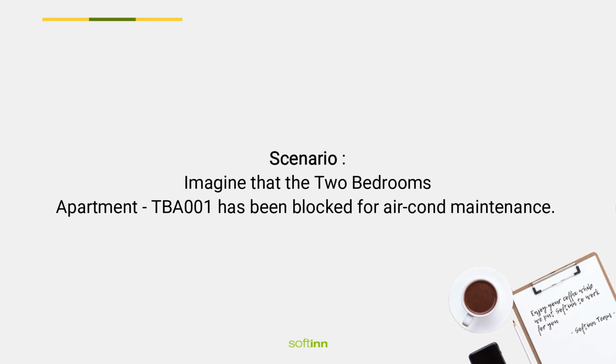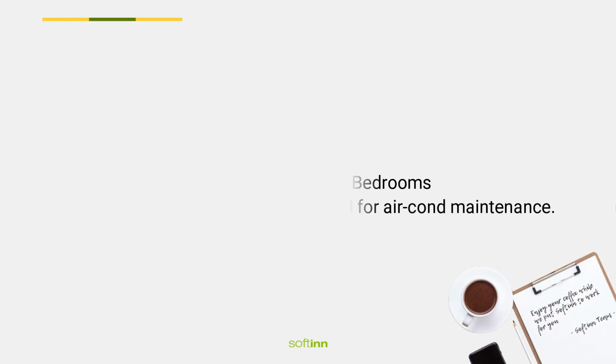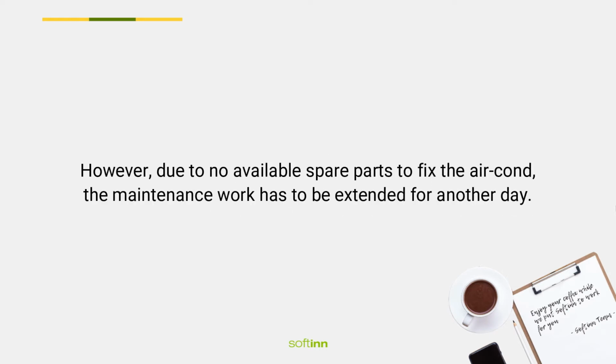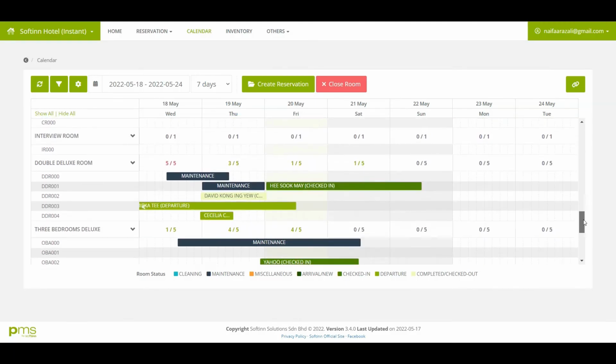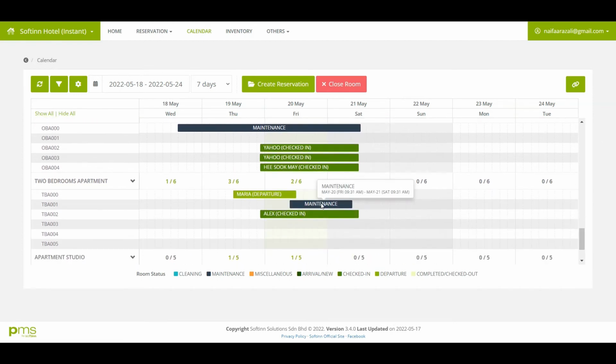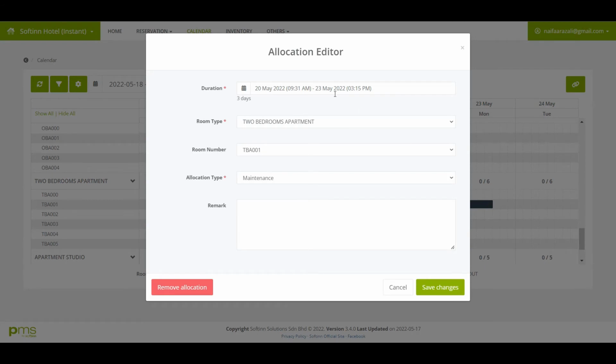Scenario: imagine that the 2 bedrooms apartment, TBA001 has been blocked for aircon maintenance. However, due to no available spare parts to fix the aircon, the maintenance work has to be extended for another day. Well, to extend the maintenance allocation for another day, you could just drag the tail of the allocation bar until 23rd May. Then, the Allocation Editor pop-up box will appear.